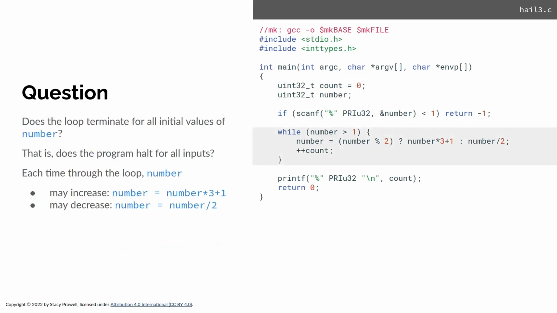So we have this guy right here, this while loop. While number is greater than 1, either multiply it by 3 and add 1 or divide it by 2. And here's the question: does this program halt for all inputs? Again, this sounds like the halting problem, right? So each time through, the number might go up or it might go down. And we want to know if it halts for all inputs.